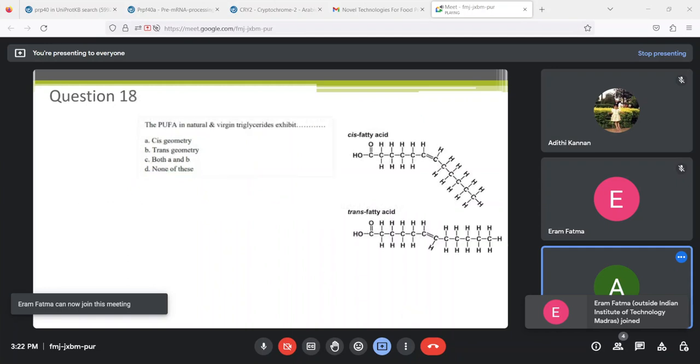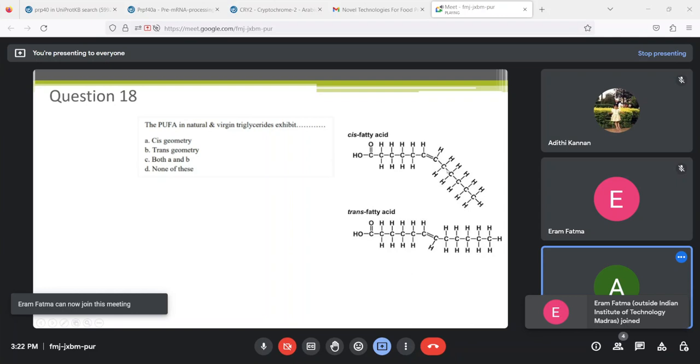Moving to question 18. The PUFA, or polyunsaturated fatty acids, in natural and virgin triglycerides exhibit A. cis geometry, B. trans geometry, C. both A and B, and D. none of these. So here you can see this is not an example of a polyunsaturated fatty acid. This is an example of a monounsaturated fatty acid, because you have only one double bond in the entire molecule. If you had multiple double bonds in the molecule, then you can call it a polyunsaturated fatty acid.